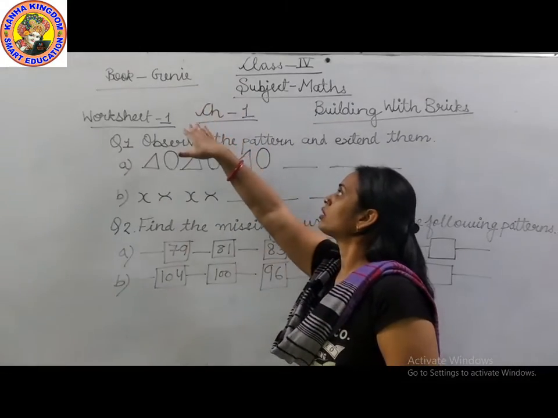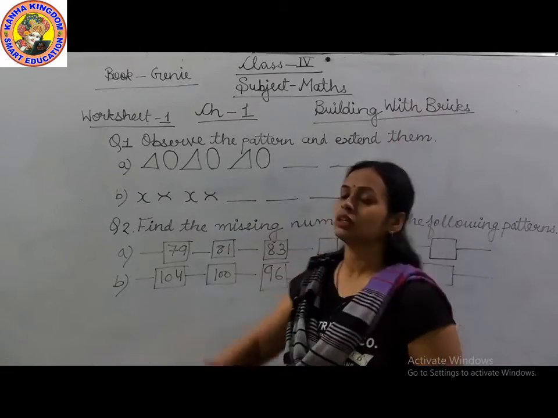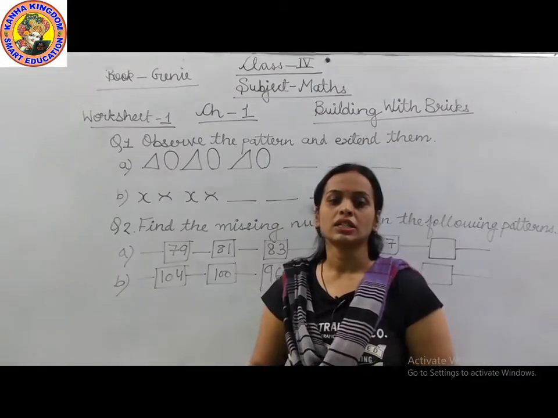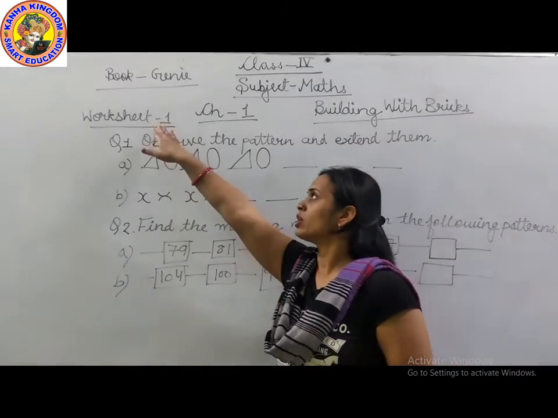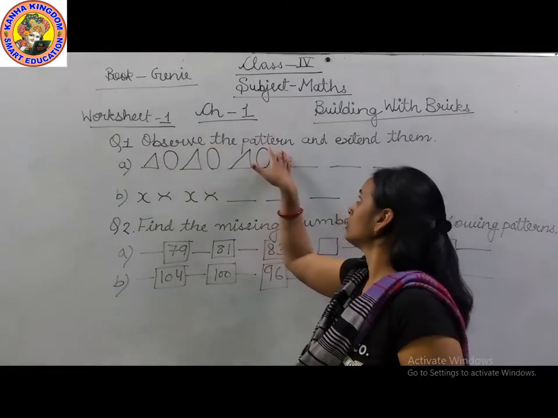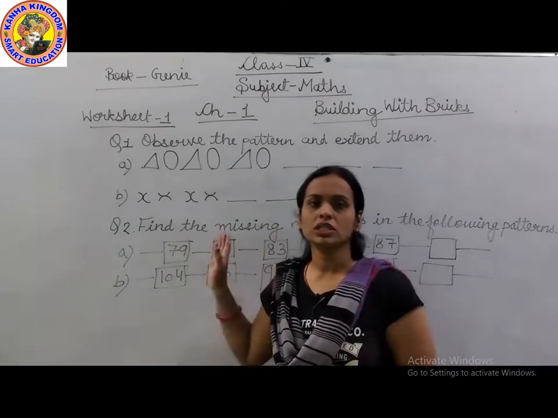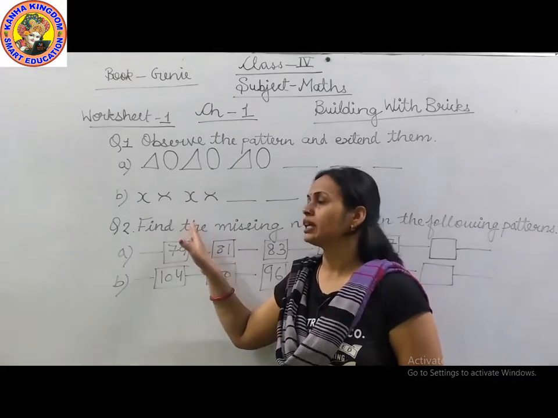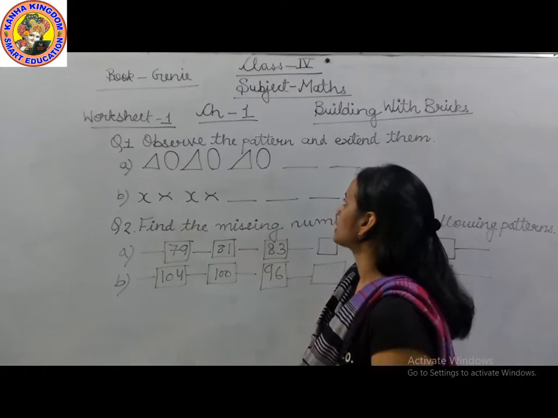In Genie book, chapter 1, Building with Bricks. Building with bricks is a worksheet. Okay. In your worksheet 1, question number 1 is: observe the pattern and extend them. So first you look at the pattern and observe them, then extend.